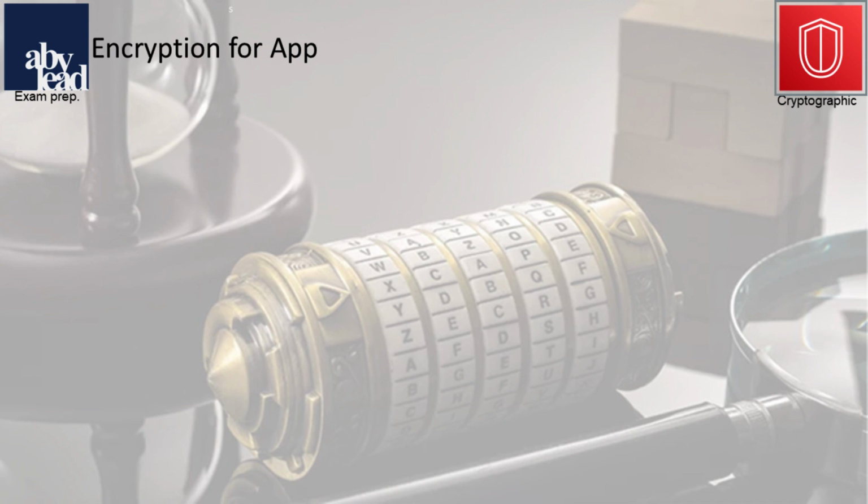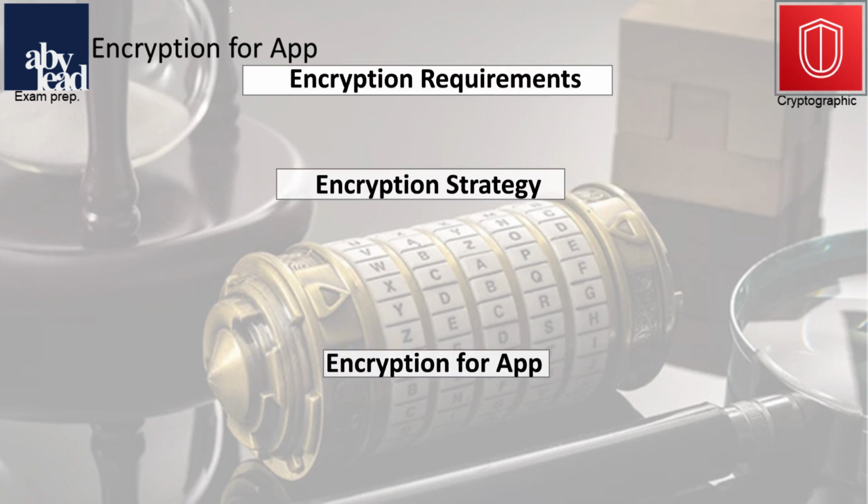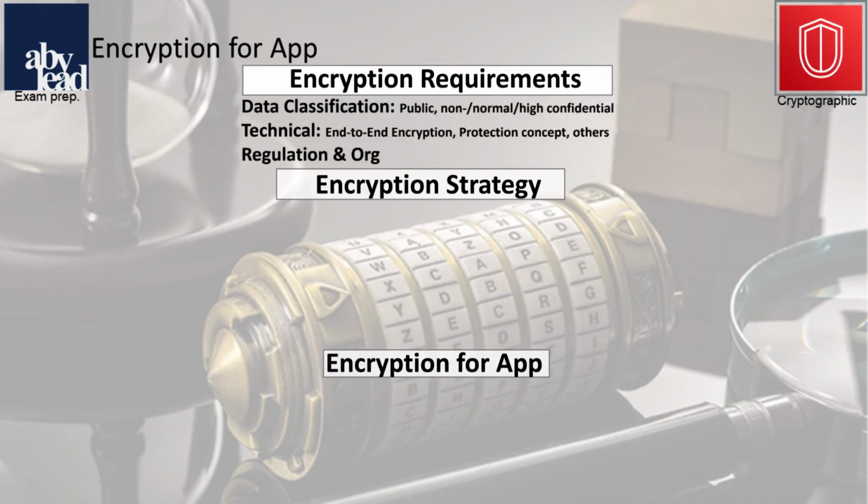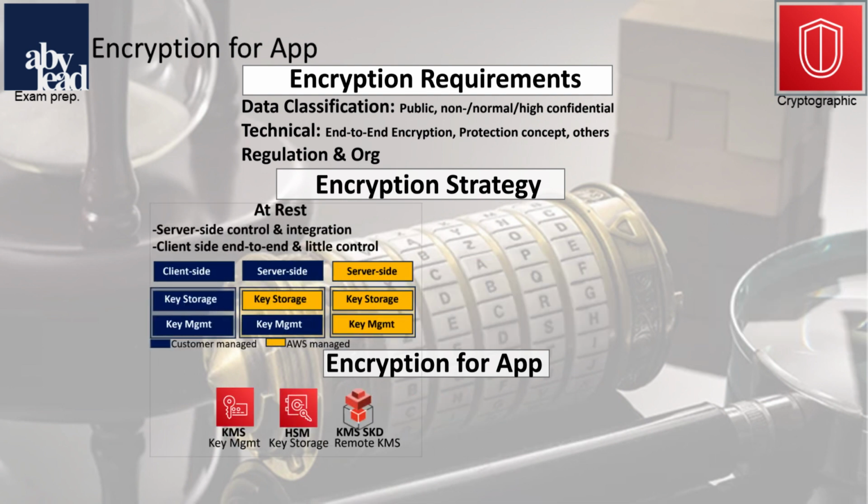Encryption for your app means having a plan. Think first about all requirements such as public or confidential classified data, regulations, and the constraints for required end-to-end encryption or already existing protection measures. Based on it, you clarify the strategy for encryption at rest and in transit. Make a choice to encrypt at rest on the client or server side.